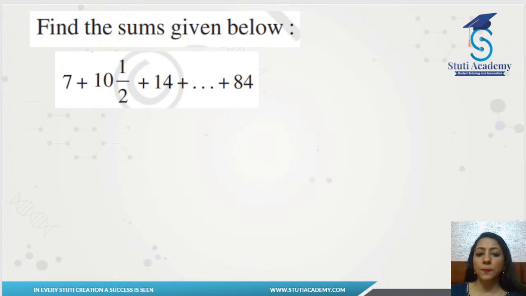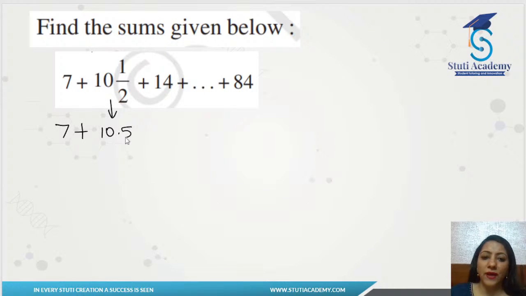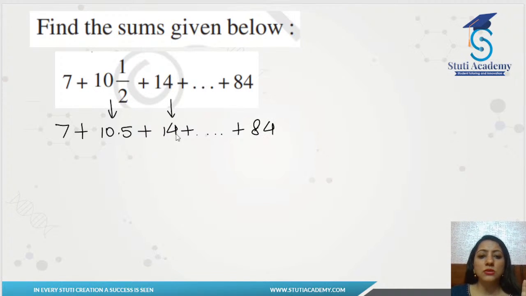That's similar to the previous one. Find the sums given below. So we have the first AP here: 7, 10.5, 14 and so on up till 84. Starting from 7, this we can write as 10.5, then we have this one as 14 and so on up till 84. Just for convenience, I have written this as 10.5. Now please notice these numbers, they're forming an AP where the first term is 7 and the common difference is 3.5.